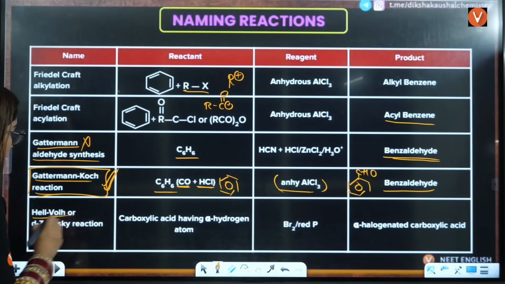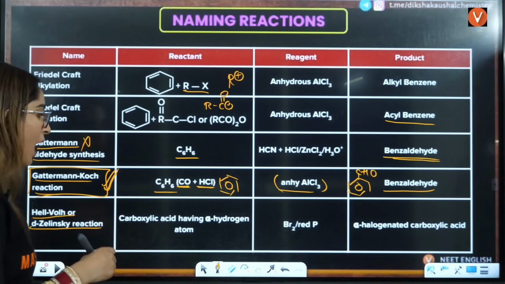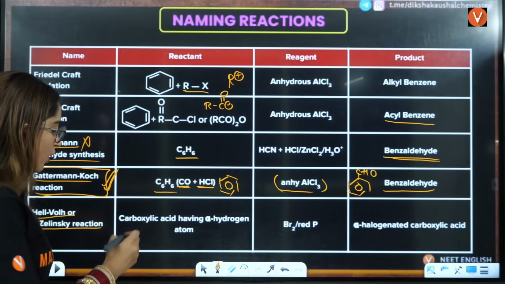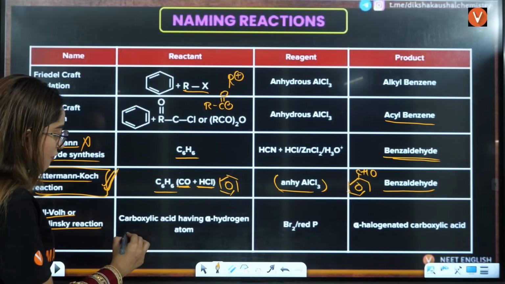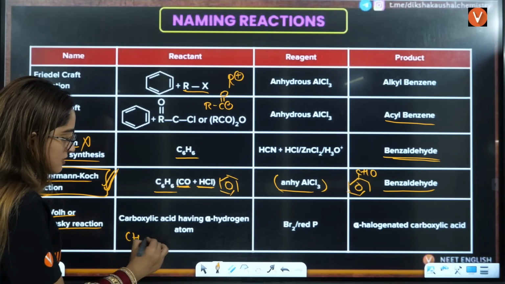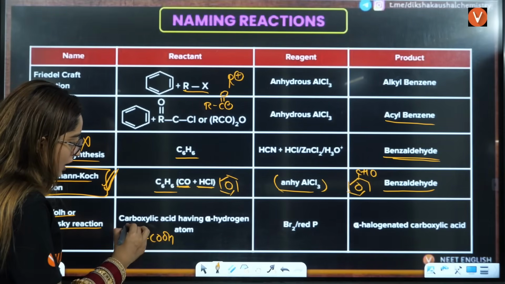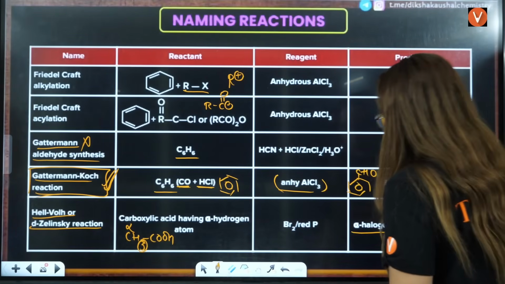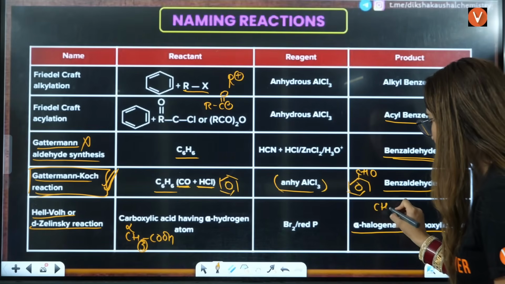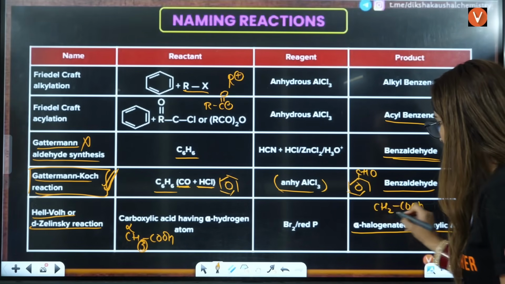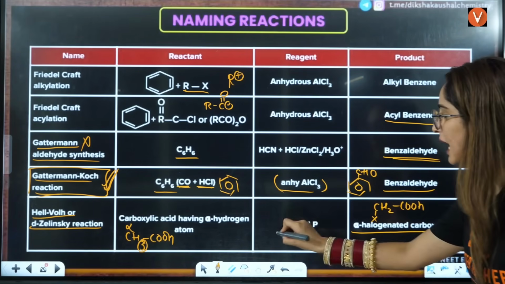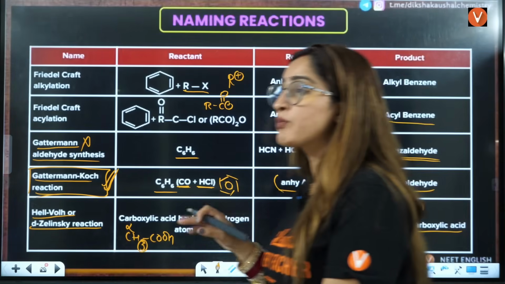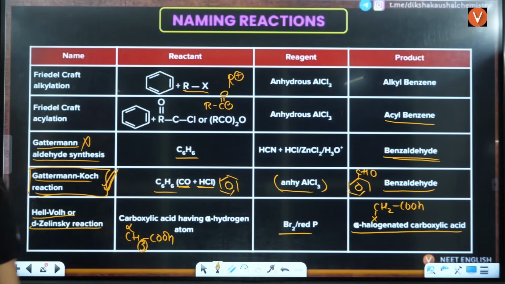So next is Hell-Volhard-Zelinsky reaction where you have alpha. Basically what will happen, let's say you have CH3COOH. So here the alpha hydrogen will be replaced by the halogen. That means you will have the formation of CH2, COOH, and this will be replaced by the halogen that you are adding here. Let's say I am adding bromine here, that will be replaced by bromine, right?